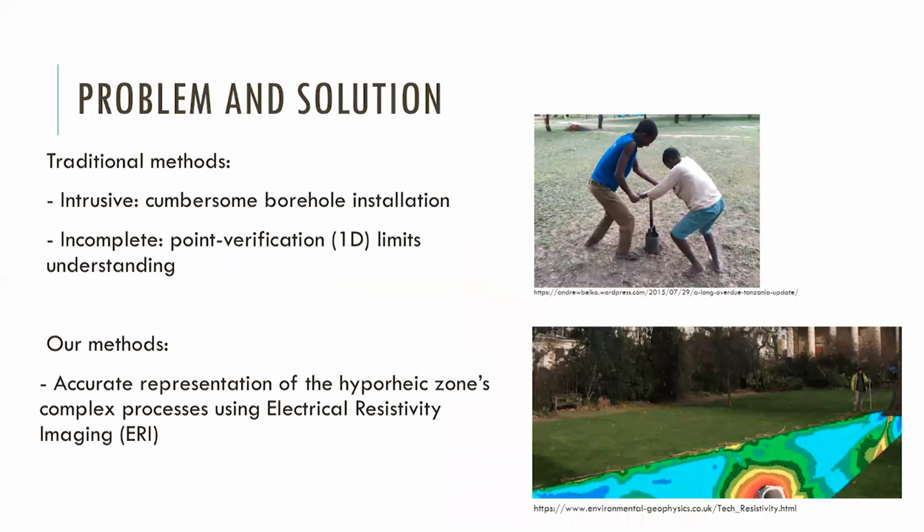Traditional methods of measuring the hyporheic zone are intrusive and incomplete. By intrusive, I mean that when we go into the field and install boreholes, we have to dig one meter deep holes with very heavy equipment. By incomplete, I mean that when we put sensors into these boreholes, they're only able to detect a change in voltage or resistivity at that one location, which limits our understanding. Because the hyporheic exchange zone is a spatially and temporally variable domain, higher dimensional analysis is needed. That's where electric resistivity imaging comes in.